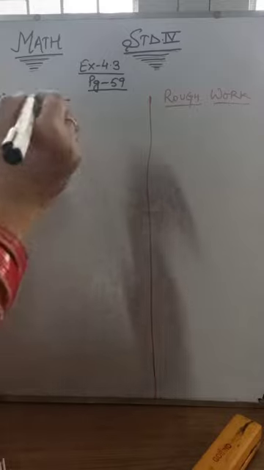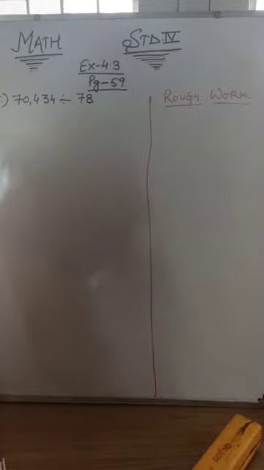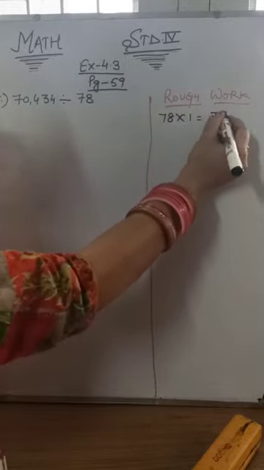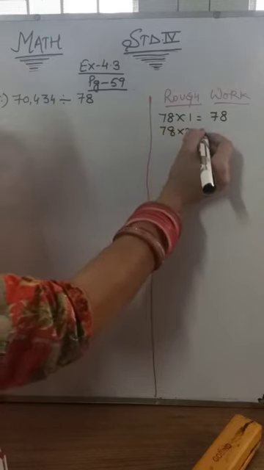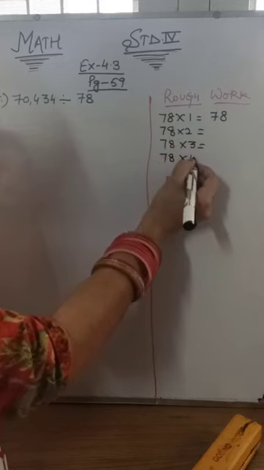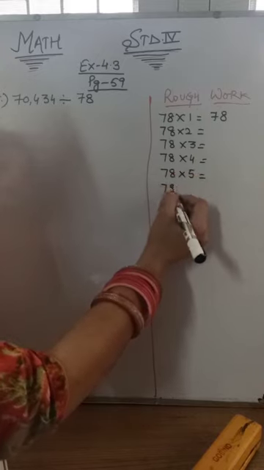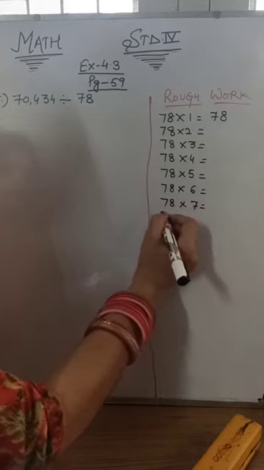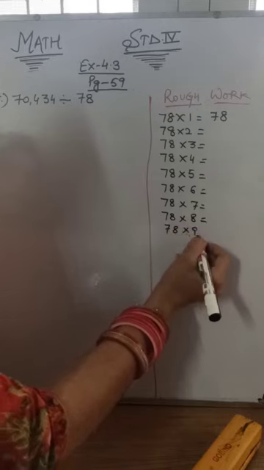Sum number 5 is 70,434 divided by 78. Let's start writing the table of 78. 78 ones are 78. 78 twos are, 78 threes are, 78 fours are, 78 fives are, 78 sixes are, 78 sevens are, 78 eights are, 78 nines are.